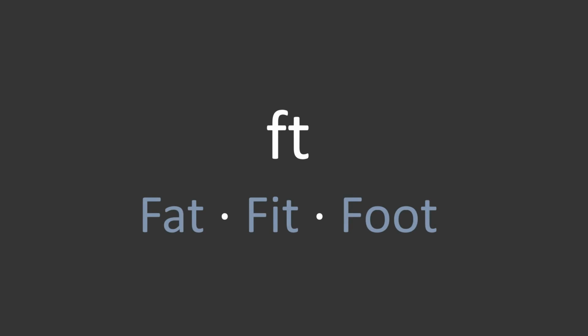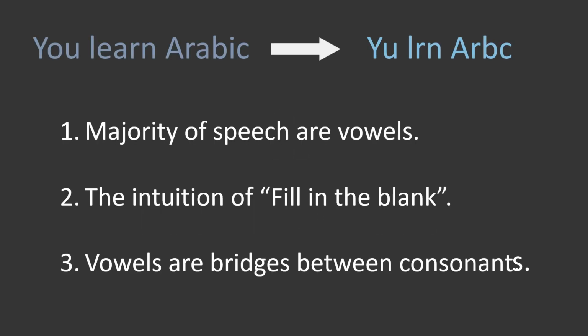As in the following example, when you see the letters F, T, all you need is an indication of a direction that gets you from F to T. So it is either fat, fit, or foot. The idea of Harakat is predicated on these three main ideas.